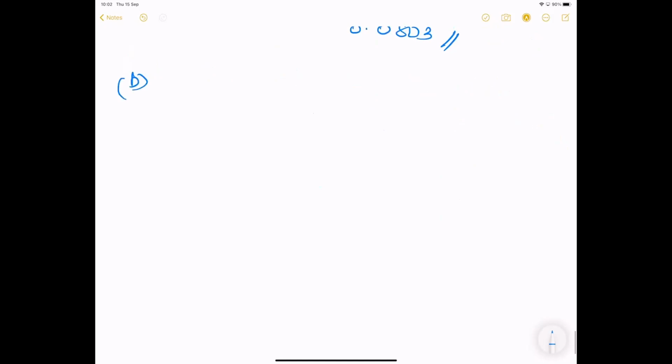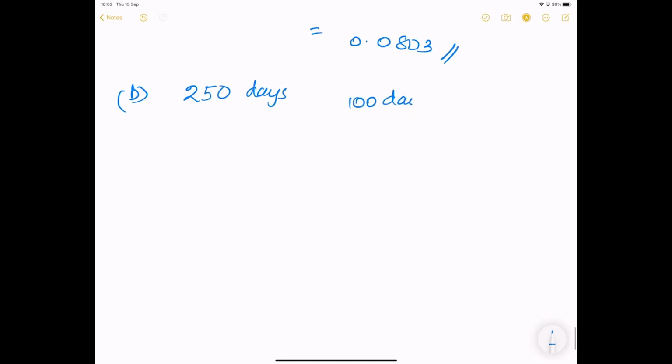For part B, if the shop owner decided to follow the same procedure over 250 days, what would be the value of lambda? And we have to find the same probabilities related to part A, right? For 100 days we know lambda is equal to 1, right? We have to find it for 250 days.